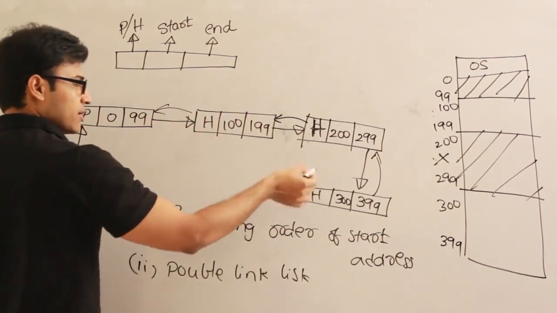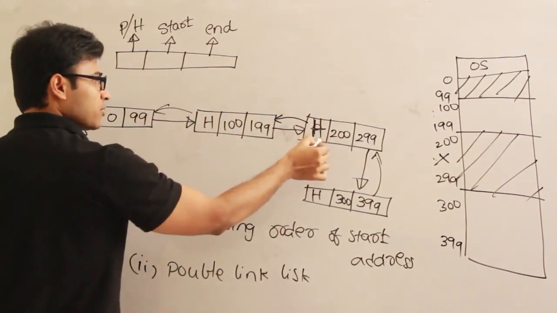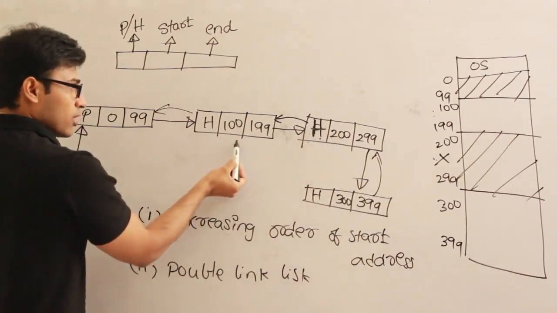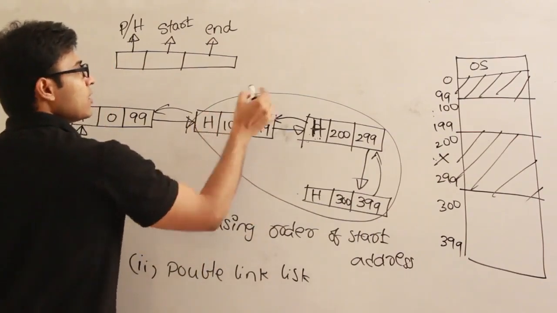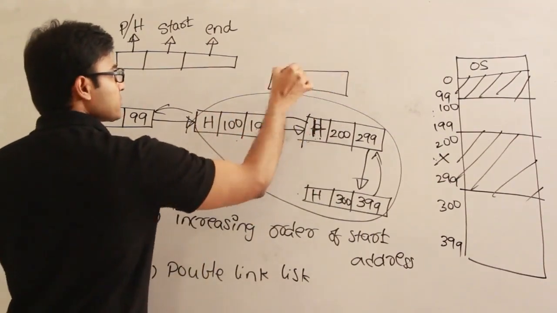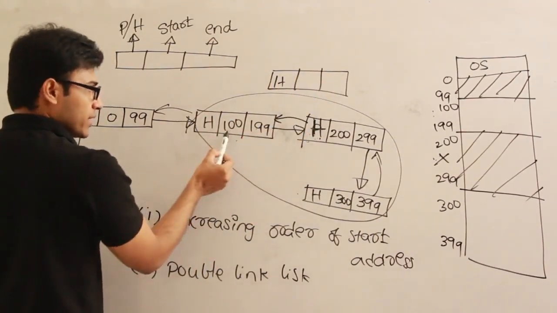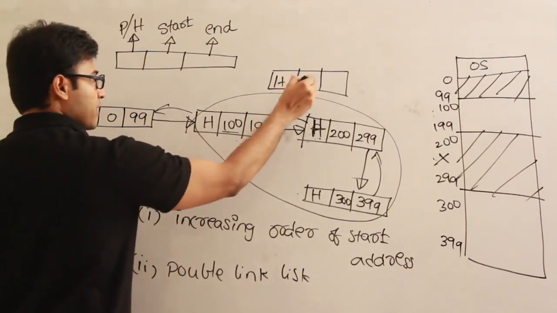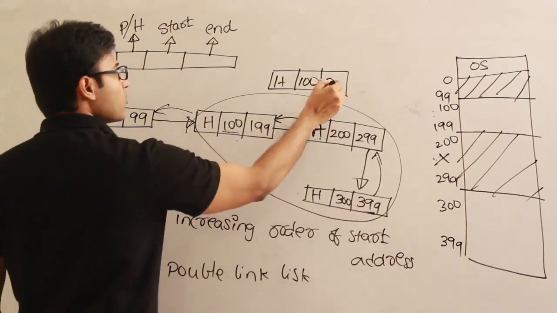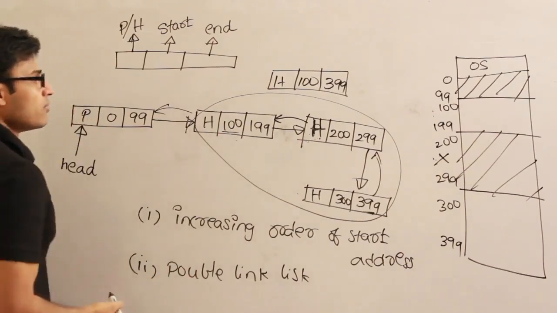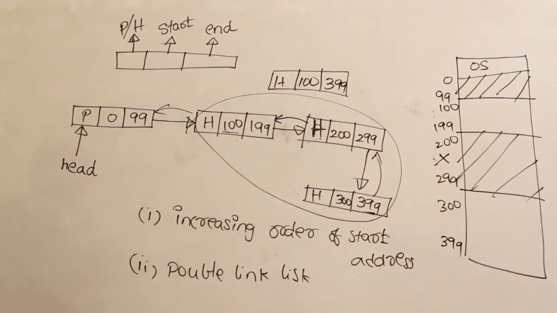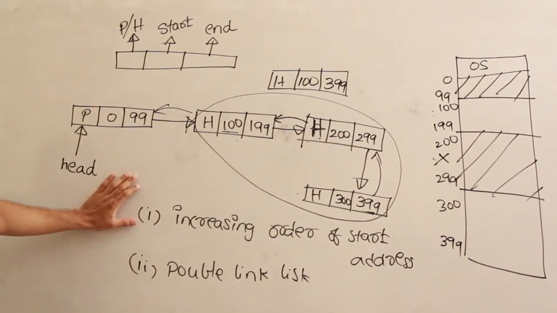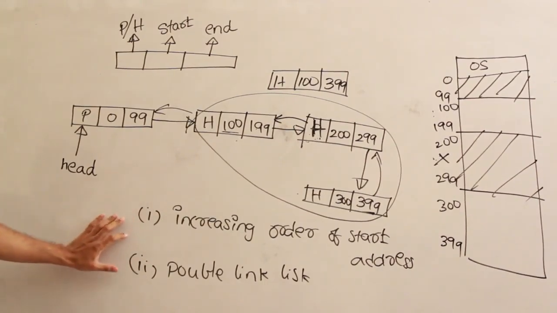And once you maintain it like a double linked list, now whenever you free up this process, you can understand that, oh, before also it is a hole and after also it is a hole. Now everything can be combined into a single hole, isn't it? And now we can say that the single hole is going to start at 100 and is going to end at 399. Therefore, it is very easy to merge the holes. So maintaining this list in the increasing order of the addresses is going to be useful, and as a double linked list is going to be useful in most of the cases.